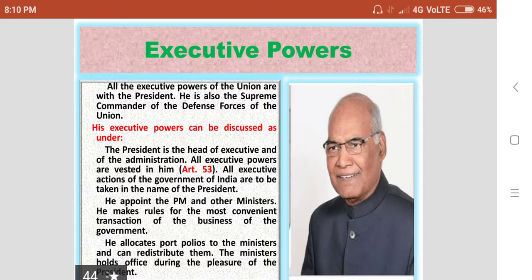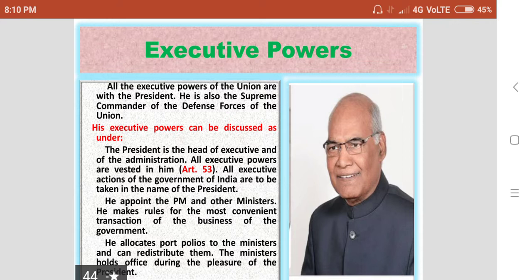So, by using his executive powers, the President appoints the Prime Minister and other ministers. He makes rules for the most convenient transaction of the business of the government. He allocates portfolios to the ministers and can redistribute them. The ministers hold office during the pleasure of the president.